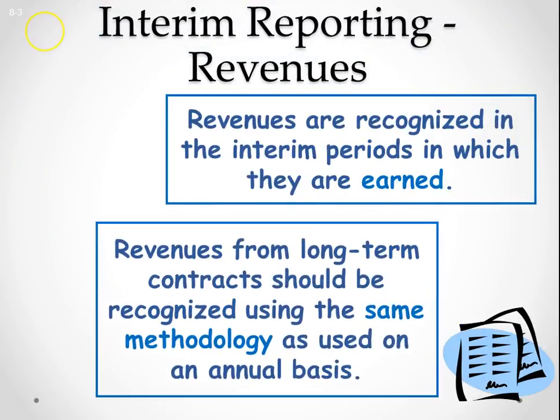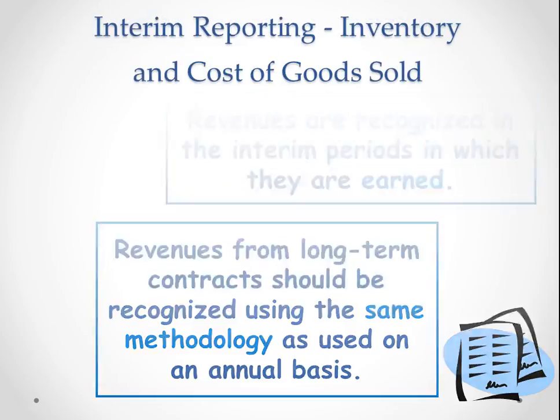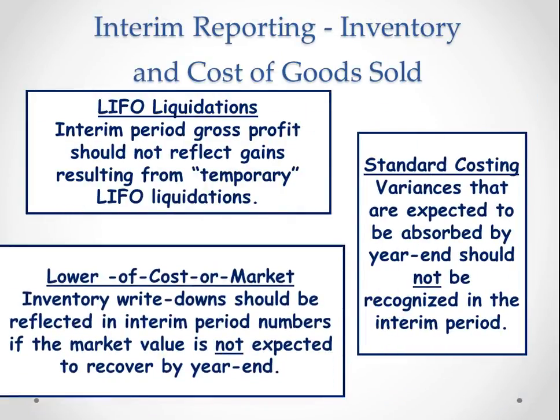Now, revenues in interim reports are recognized in the interim period in which they are earned. Revenues from long-term contracts should be recognized using the same methodology. Now, LIFO liquidation, you have to avoid this. That is, when you do cost of goods sold, when you're using LIFO, you transfer out more units than you originally had in your minimum inventory, and you plan to bring it back up. And I'll show you an example of that.